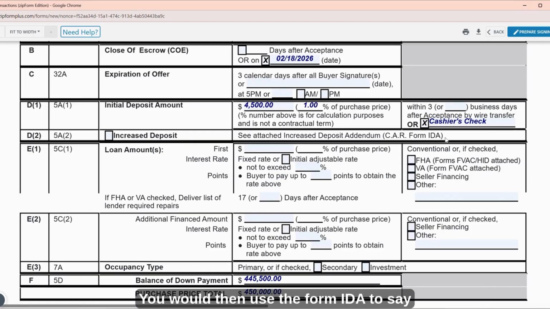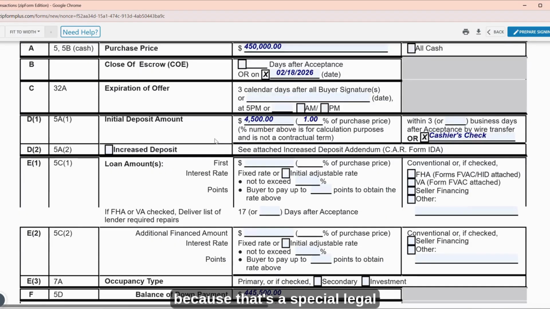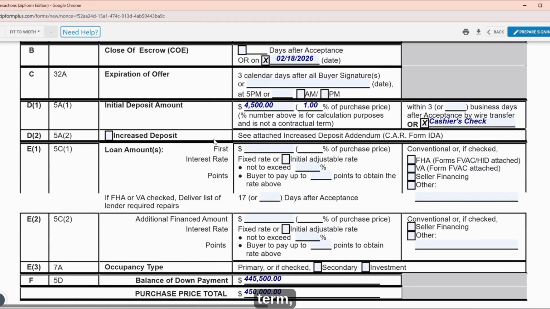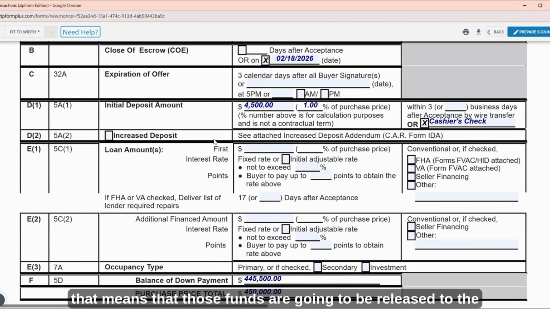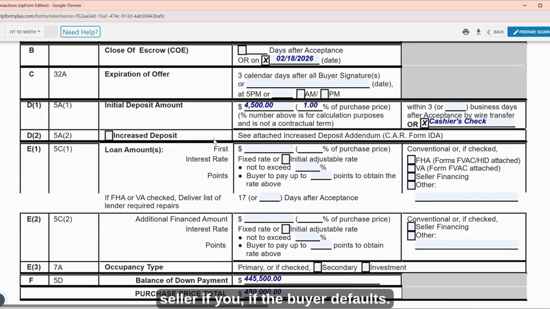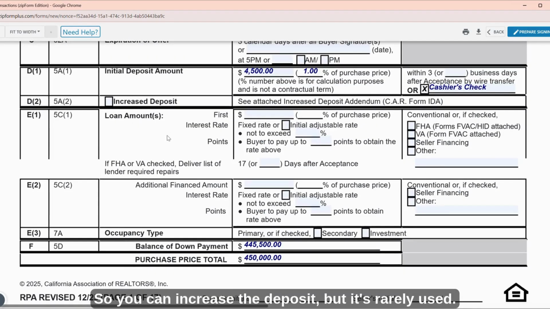You would then use the form IDA to say whether or not that increased deposit is considered earnest money funds, because that's a special legal term. That means that those funds are going to be released to the seller if the buyer defaults. So you can increase the deposit, but it's rarely used.